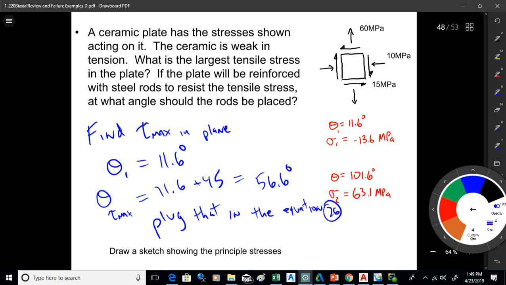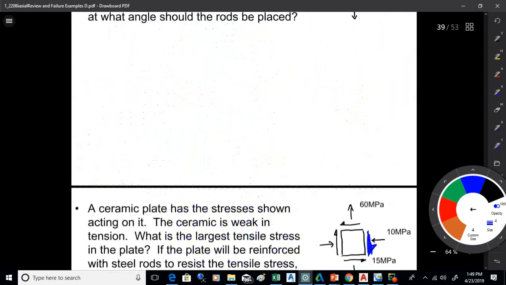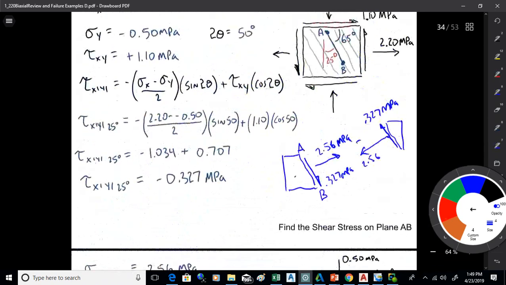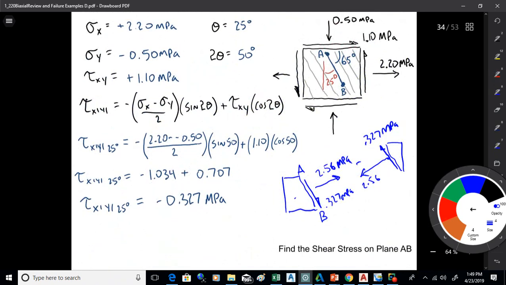Now, that's what you do when you're finding the maximum shear. That is not what you do if you just want to find the shear on plane AB. If you want to find the shear on AB, you just take 25 degrees and plug it into the shear formula. That's all there is to it. The only time you start adding 45 and doing all that is when you're looking for maximum values, because they occur on different planes. But if the question is just to find the stress on AB, it's just 25 degrees. Don't make it harder than it needs to be. Okay. All right.